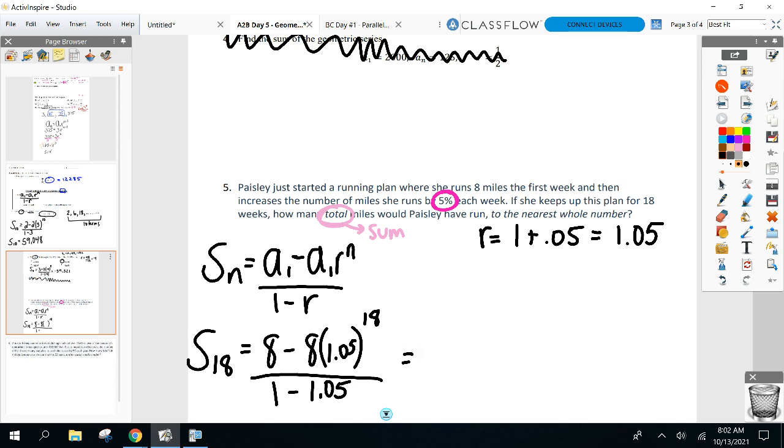And honestly, I have no idea what this comes out to be. 225. I don't trust you. I would say it's good. Don't start with me. I actually kind of like you, but that just went down. Nearest whole number? Oh, look what I got. 225 miles total.